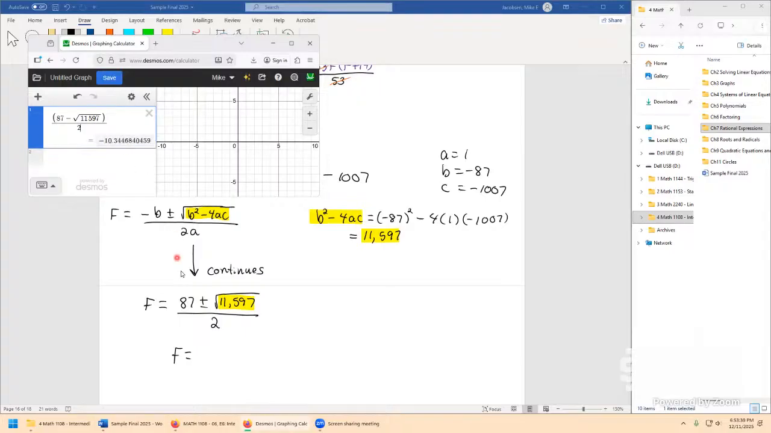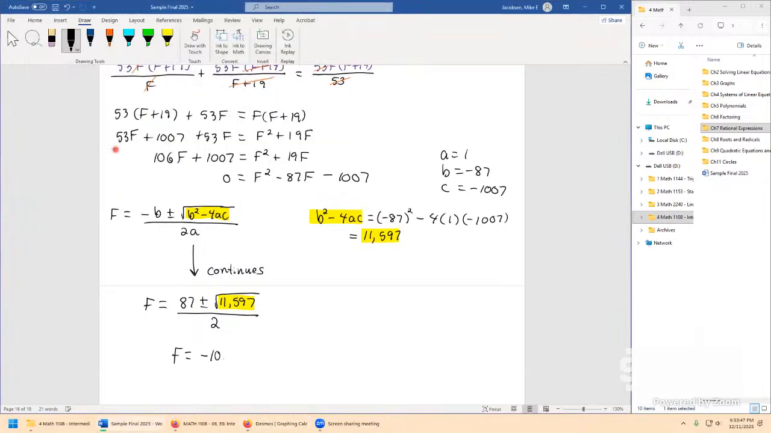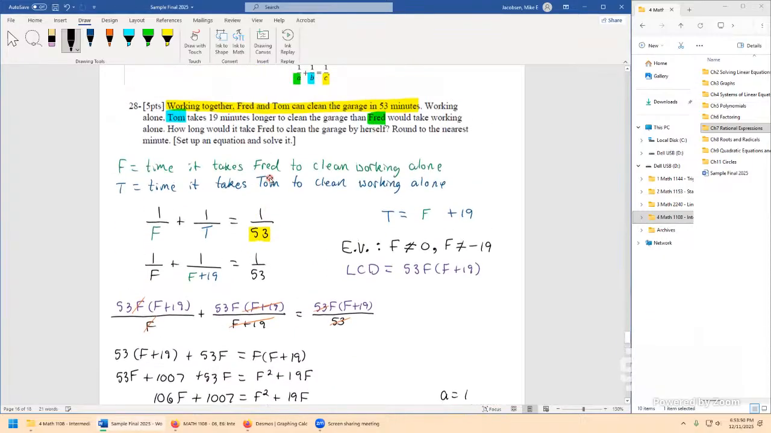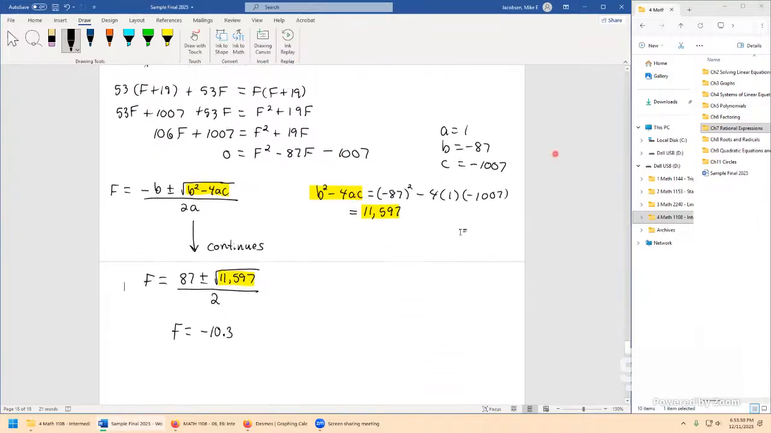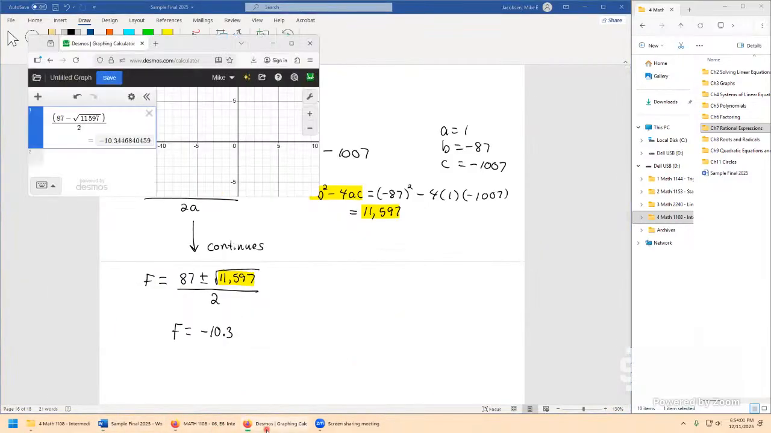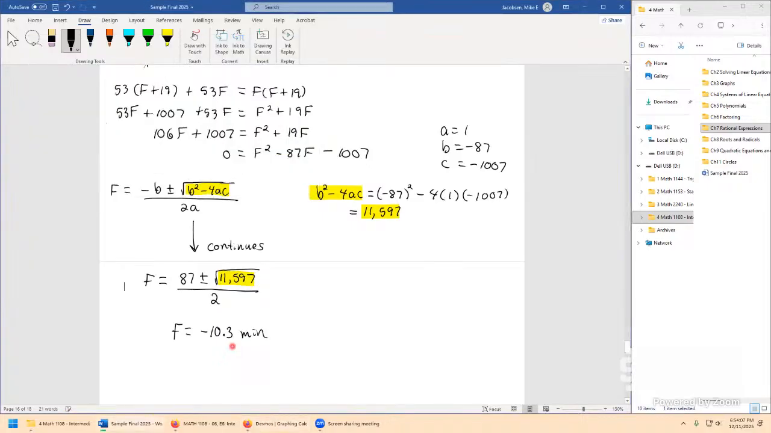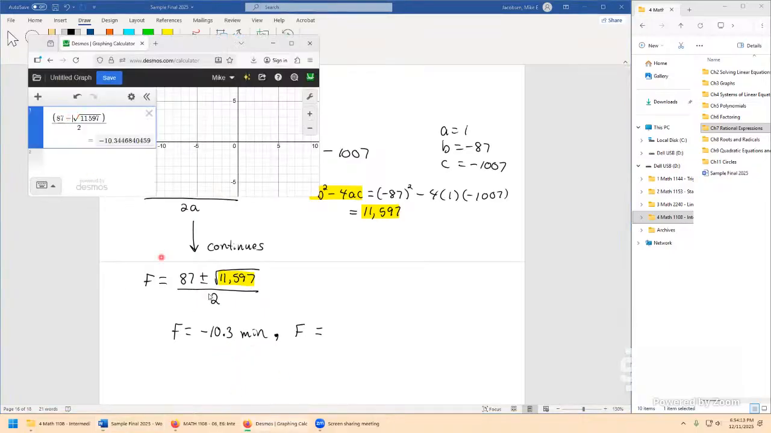divide by 2. So I used the solution with a negative sign first, and I've gotten a negative answer, negative 10.3. And I forget what the unit is on this. This is in minutes, and we're rounding to the nearest minute. We'll keep 1 decimal point for this step and then round on the next step. So f is either equal to negative 10.3 minutes or f is equal to, let's change the sign. There's 2 solutions, so now go to positive on this one. And that would be 97.3 minutes.